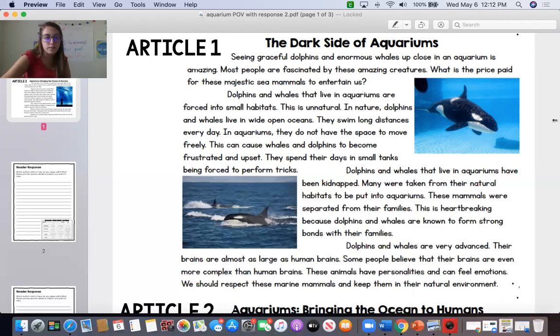So I want you to think here. What was the author's point of view? What is the author's opinion of aquariums? Well, I can look right here at this last sentence. This last sentence says, we should respect these marine mammals and keep them in their natural environment. So this whole article is talking about how the author is against aquariums. They want dolphins and whales to live in the ocean, not in aquariums, okay? So let's go ahead now, let's read Article 2.